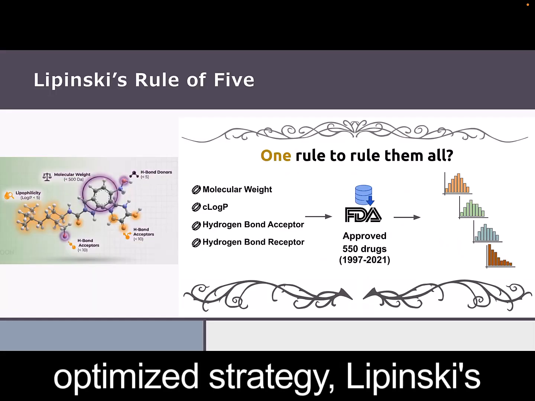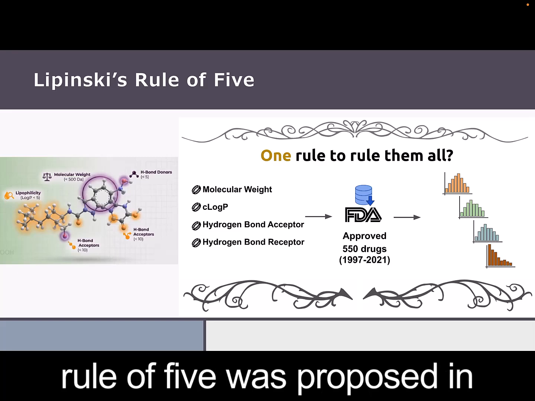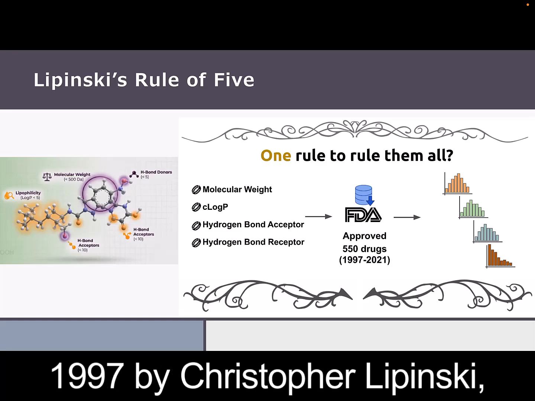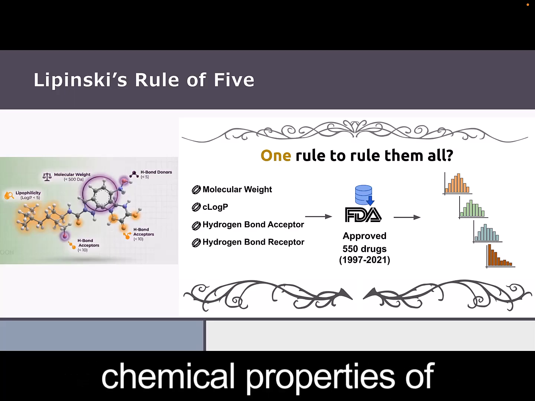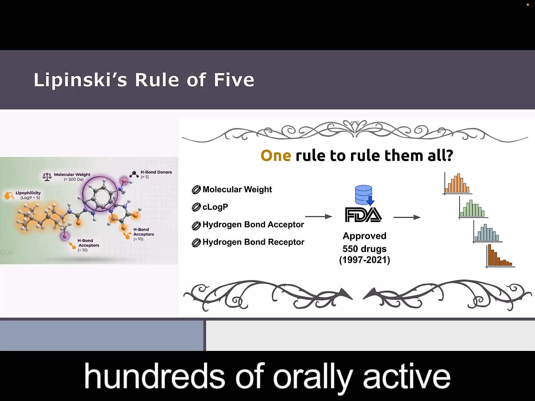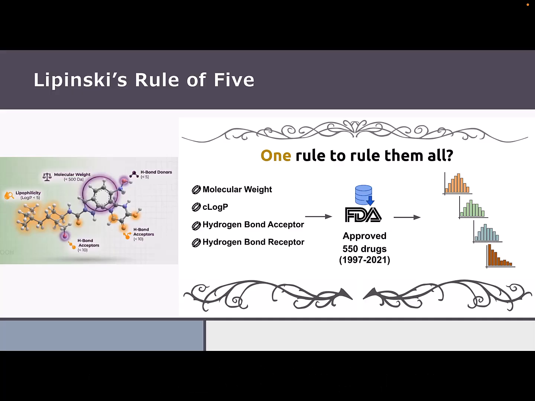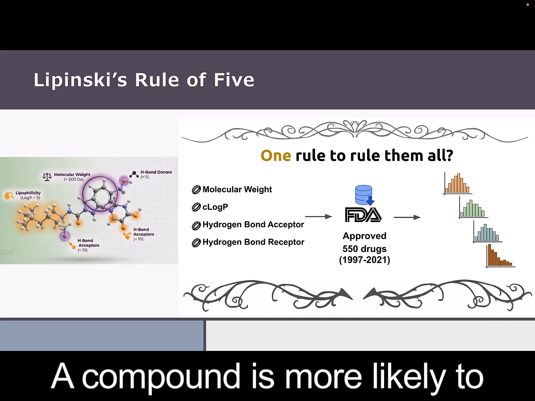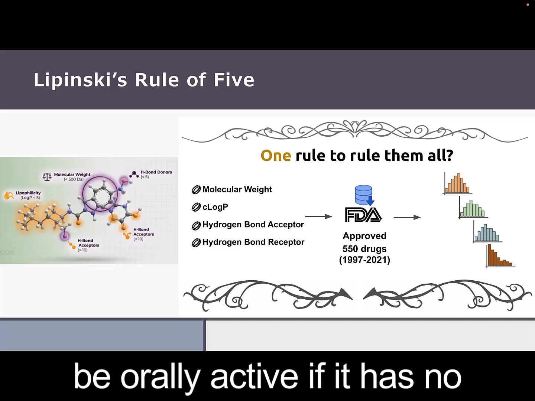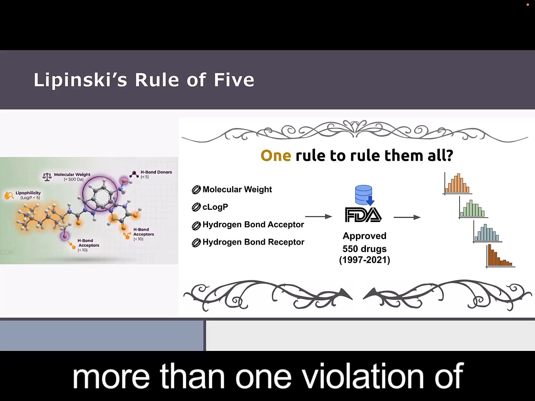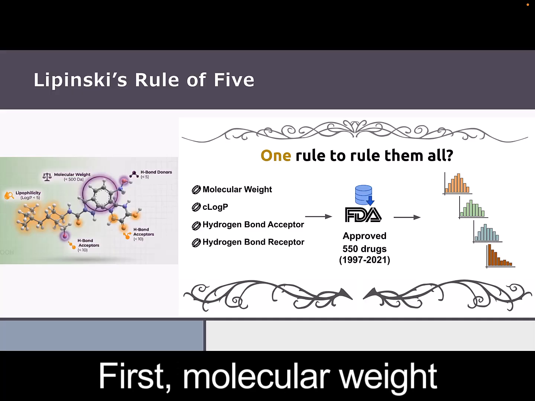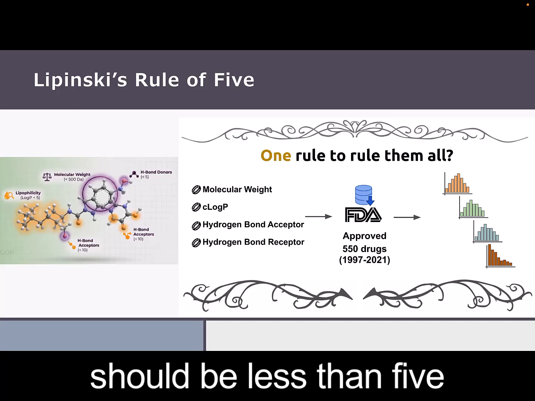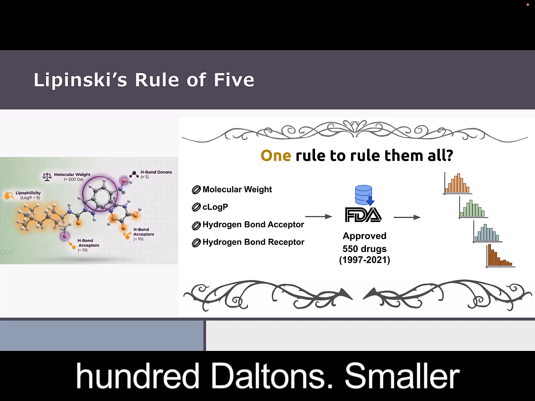Towards finding an optimized strategy, Lipinski's Rule of Five was proposed in 1997 by Christopher Lipinski after analyzing the physicochemical properties of hundreds of orally active drugs. A compound is more likely to be orally active if it has no more than one violation of the following criteria. First, molecular weight should be less than 500 Daltons.